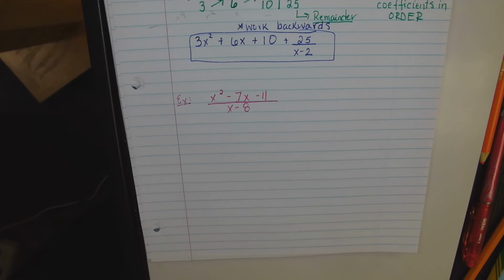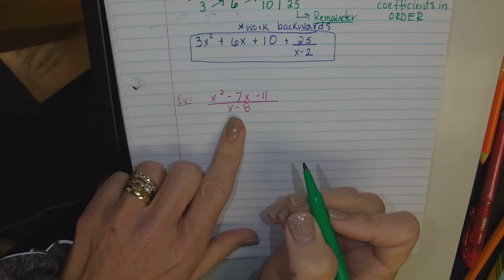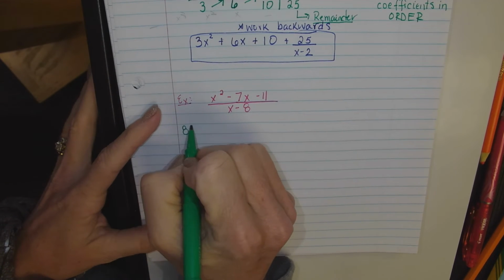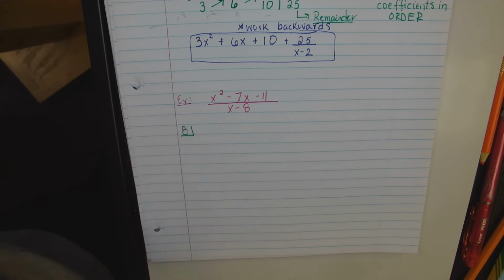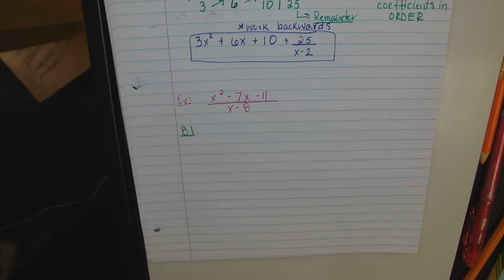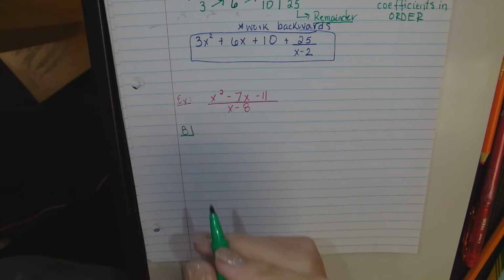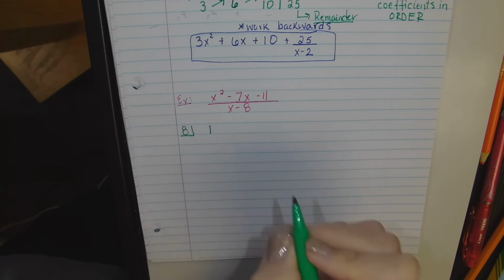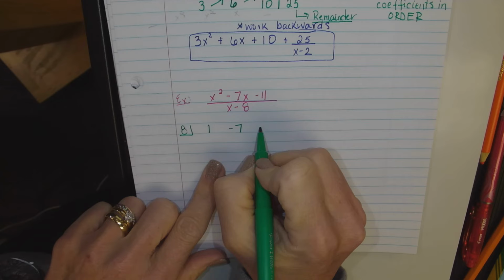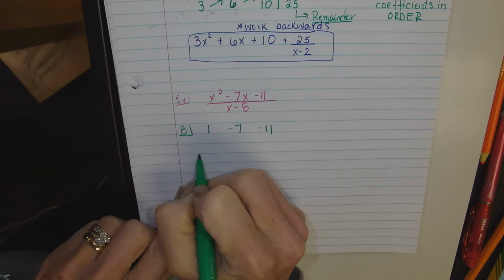All right, so what number goes in my box on the top left? The opposite of -8 is +8. What I want you to notice is we have a trinomial. Do we have all the terms? X squared, x, looks good to me, right? All right, so let's write the coefficients. What's the coefficient here? 1. What's the next coefficient? -7. And the last one is simply -11.